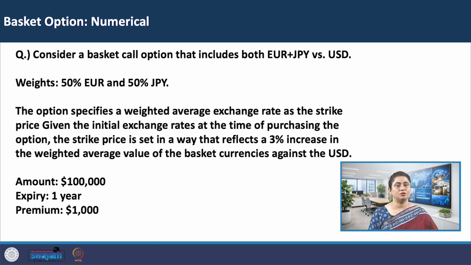Let us now work through the basket option numerical step by step. Now consider a basket call option that includes both Euro and Japanese yen versus USD. The weights given are 50% Euro and 50% Japanese yen. The option specifies a weighted average exchange rate as the strike price, given the initial exchange rate at the time of purchasing the option. The strike price is set in a way that reflects a 3% increase in the weighted average value of the basket currencies against the USD.